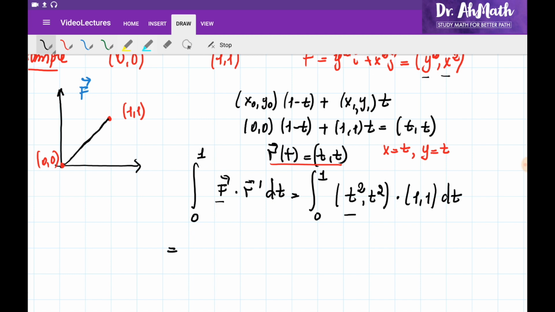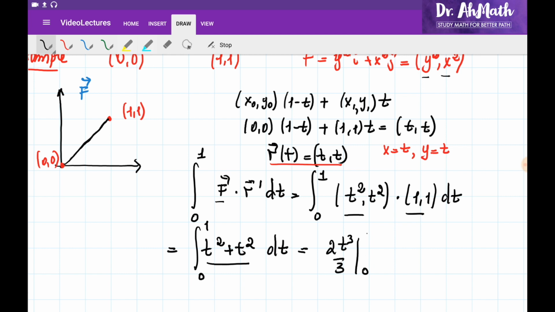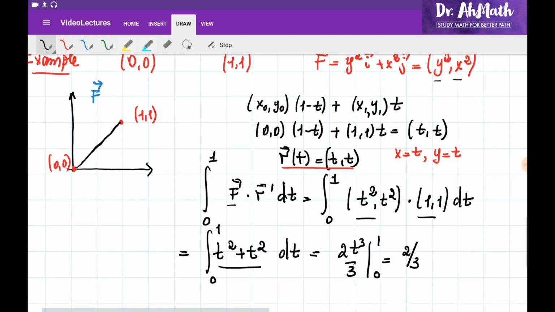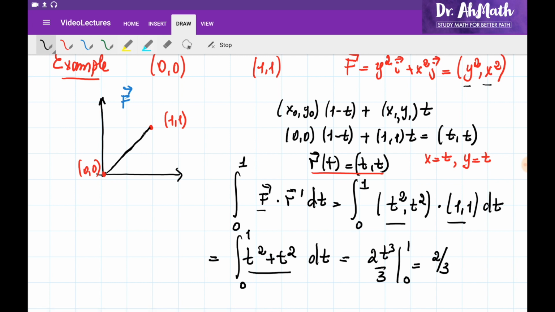So the dot product of these two vectors would be t squared plus t squared, which is 2t squared, and we have to integrate this from 0 to 1 with respect to t. So the antiderivative of 2t squared would be 2t cubed over 3, and if you substitute 0 and 1 here, we would get simply 2 over 3. So the work which we have to do in order to move the object from here until here along this line would be 2 over 3.